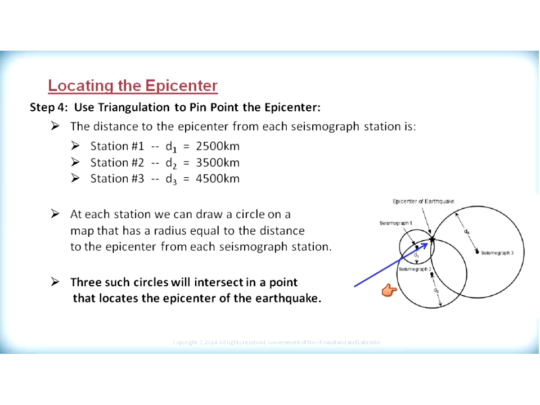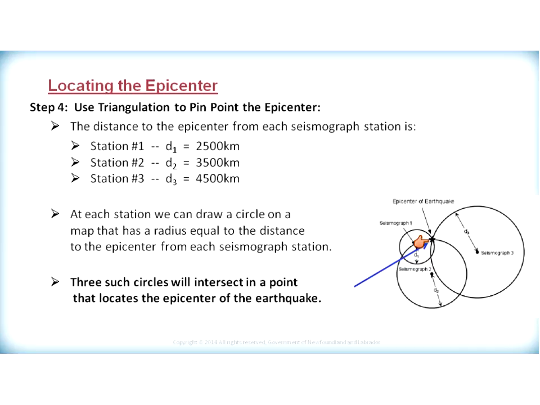And if we notice that this circle, the small circle, which is 2,500 kilometers, and the medium circle, which is 3,500 kilometers, intersect at 2 points. The first point here, and the second point right here. This is why we need a 3rd seismograph station reading.